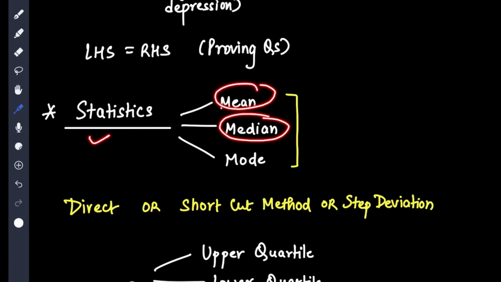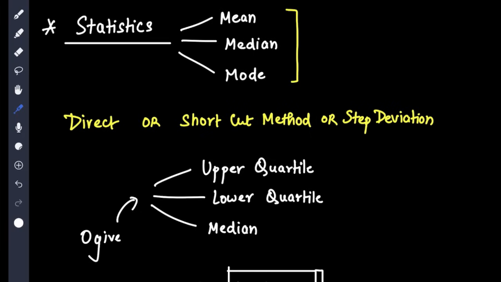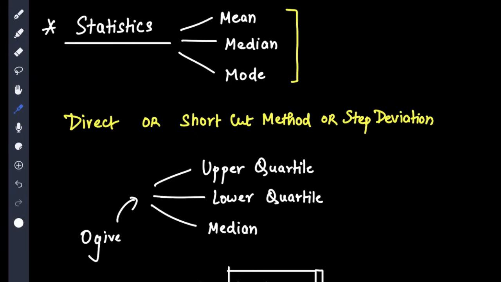Statistics, mean, median, mode, direct or shortcut method or step deviation. If they'll ask you to calculate the mean, median, mode, you can calculate it by any method, but if it is specified that you have to do it by the shortcut method, then you can do it with this. Otherwise, marks will be deducted.